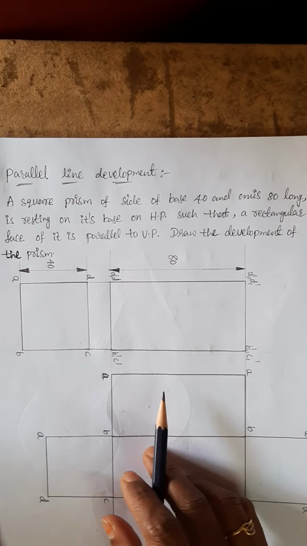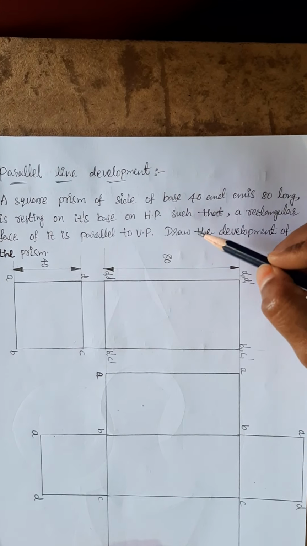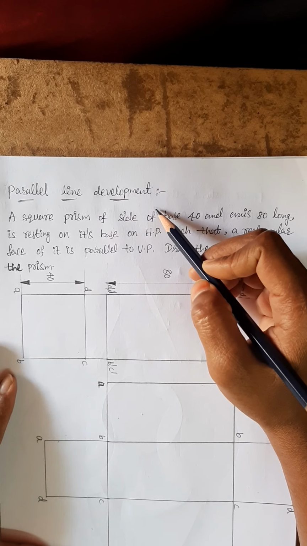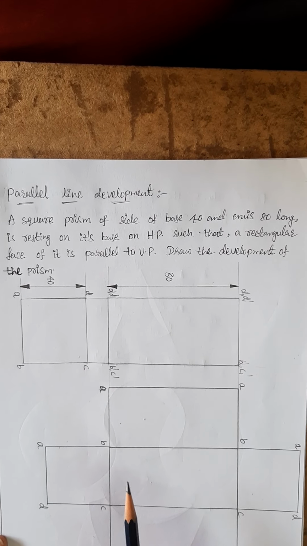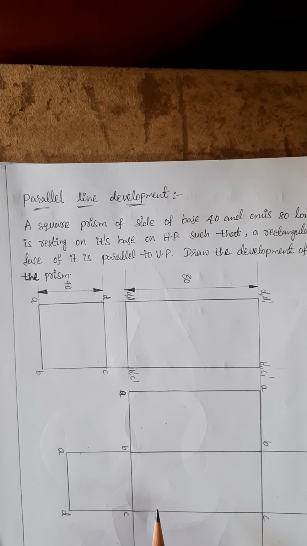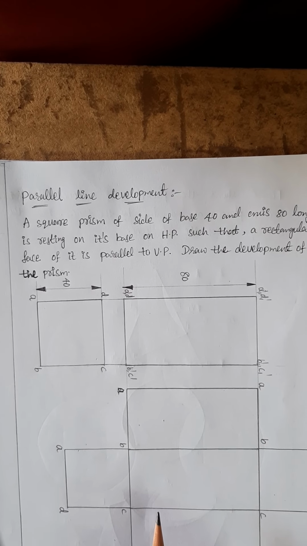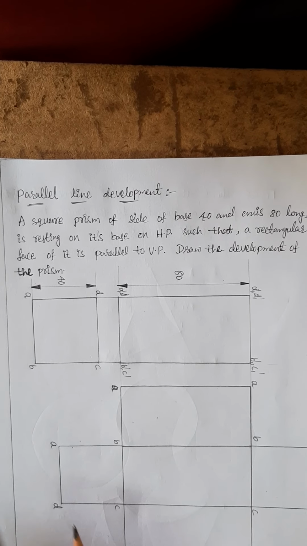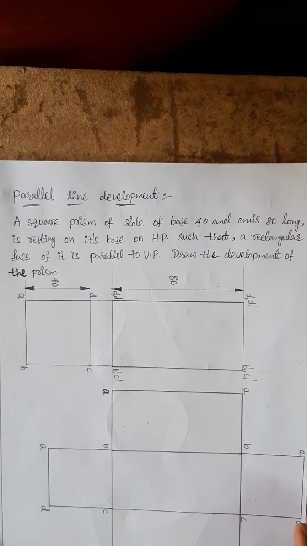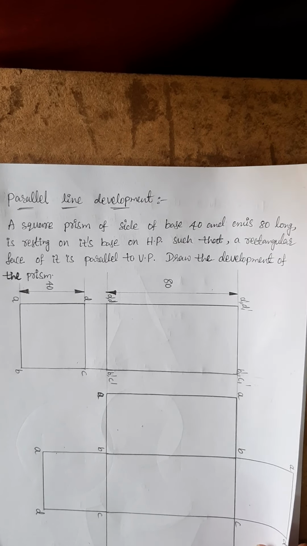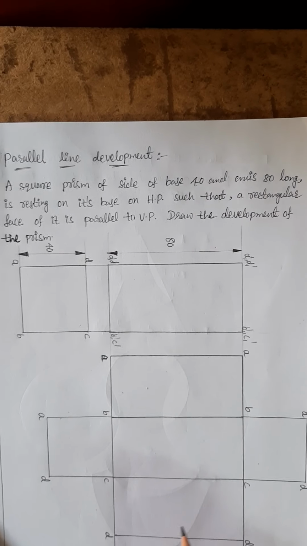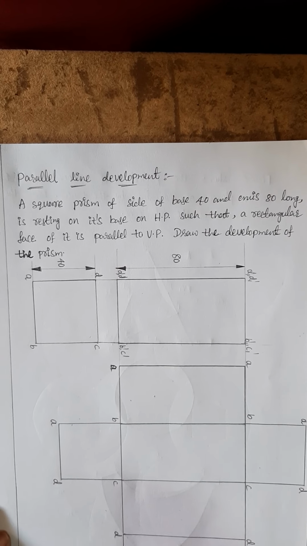What are the methods in the development of surfaces? First one is parallel line development. The parallel line development method is without sectioning. You already know the sections of solids topic, so this development of surfaces is an interlinked topic. This method is without sectioning; we are doing the development of surfaces without sectioning.